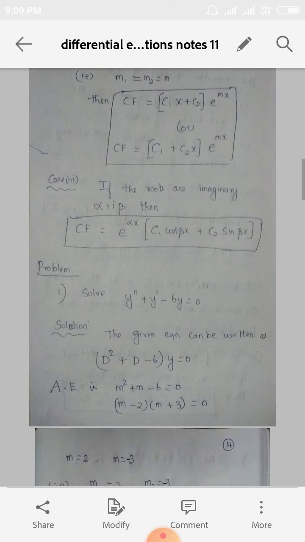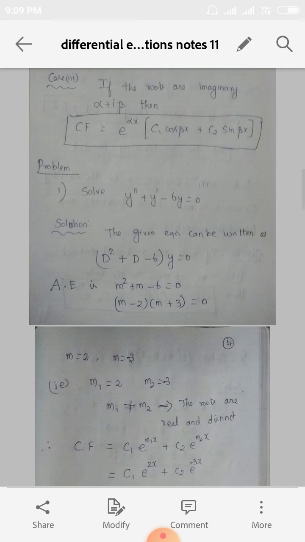Case 3: suppose the roots are imaginary, that is alpha plus i beta, then the complementary function is e power alpha x into c1 cos beta x plus c2 sin beta x. This is the complementary function for case 3, if the roots are imaginary. Okay, let us see some problems.